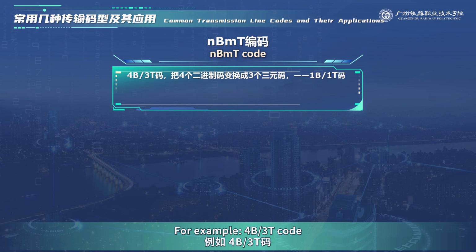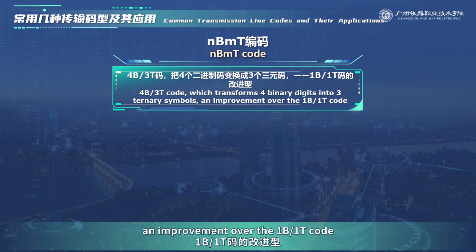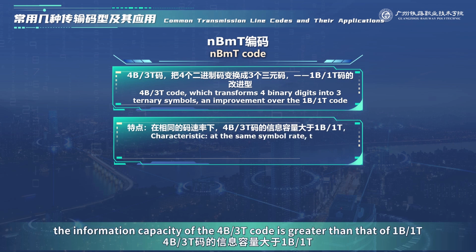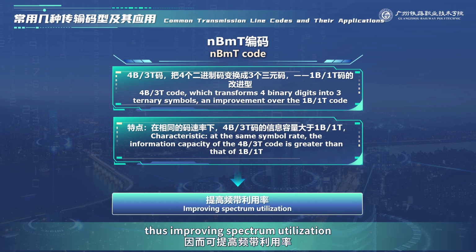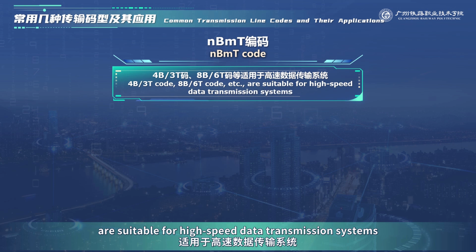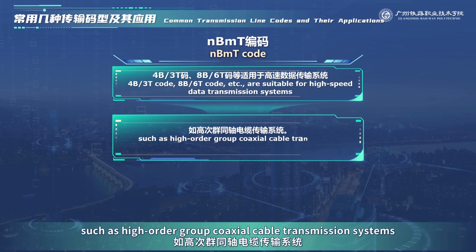NBMT code. For example, 4B3T code, which transforms 4 binary digits into 3 ternary symbols, an improvement over the 1B1T code. Its characteristic is that at the same symbol rate, the information capacity of the 4B3T code is greater than that of 1B1T, thus improving spectrum utilization. 4B3T code, 8B6T code, etc. are suitable for high-speed data transmission systems, such as high-order group coaxial cable transmission systems.